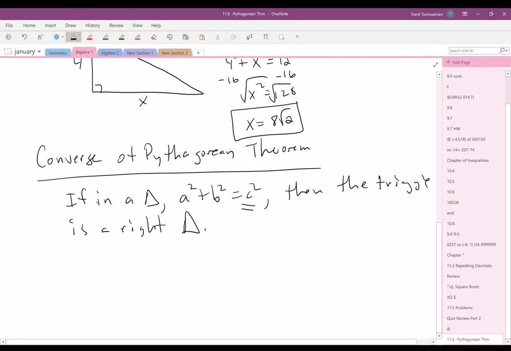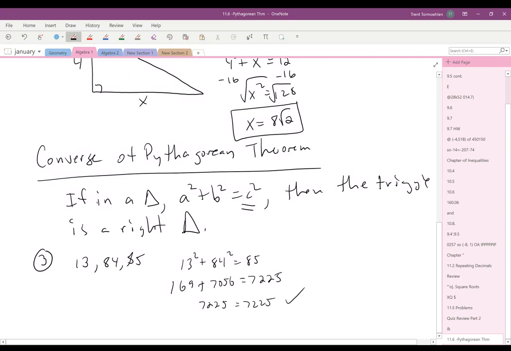And so you might have an example like this. Determine if the following could be the sides of a right triangle. You might have something like, I don't know, 13 and 84 and 85, and you have to determine if this is a right triangle. You put this into the Pythagorean theorem and you get 13 squared plus 84 squared equals 85 squared. Well, 13 squared is 169. 84 squared turns out to be 7,056. And 85 squared turns out to be 7,225. But if you take 7,056 plus 169, you get 7,225. And so, yes, this is a right triangle.